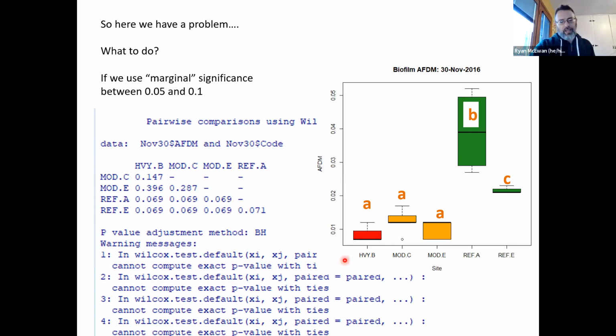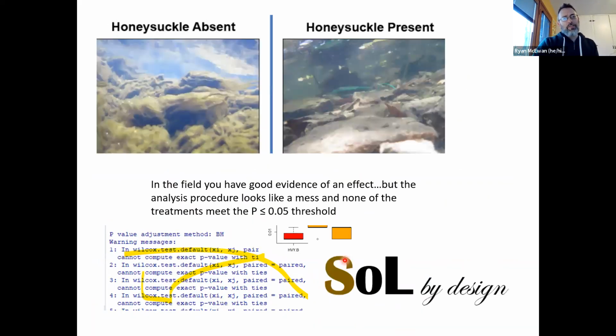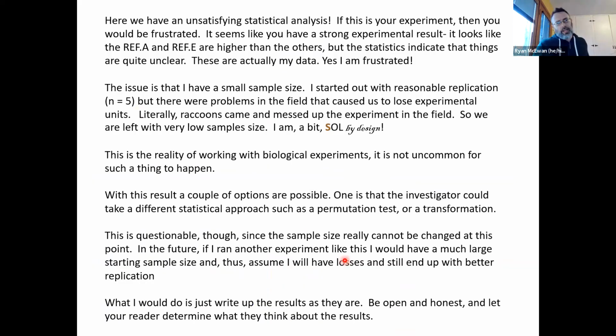You have to understand that at this point, you're more or less SOL by design. That's what this is. Ryan McEwen was SOL by design. However, if you have to make something out of it, this is what you can do. So we have an unsatisfying statistical analysis. If this is your experiment, you would be frustrated. It seems like you have a strong experimental result. It looks like ref A and ref E are higher than the others, but the statistics indicate that things are very unclear. These are my data, and yes, I am frustrated.